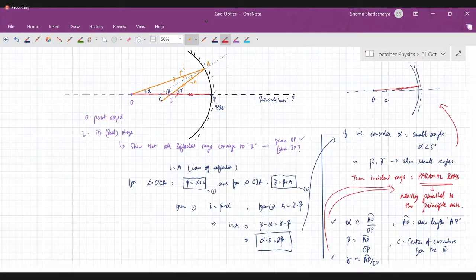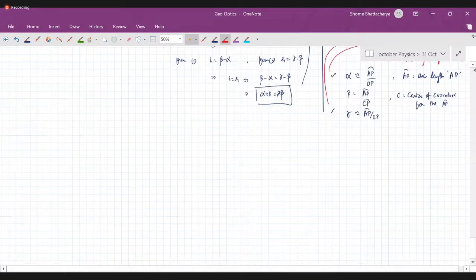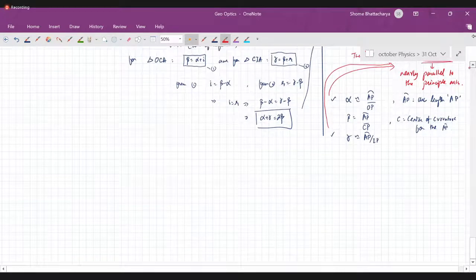Okay, so now you can see that if we incorporate these in the formula that we got on the left hand side, here, this formula.